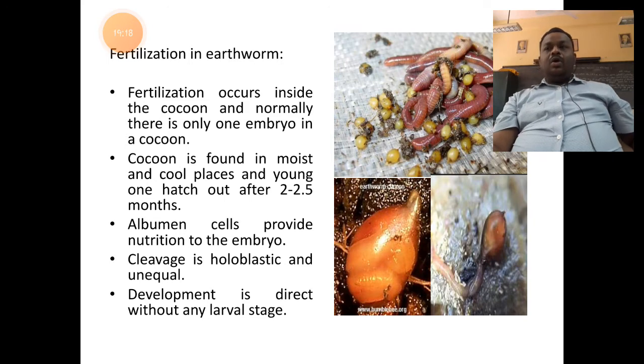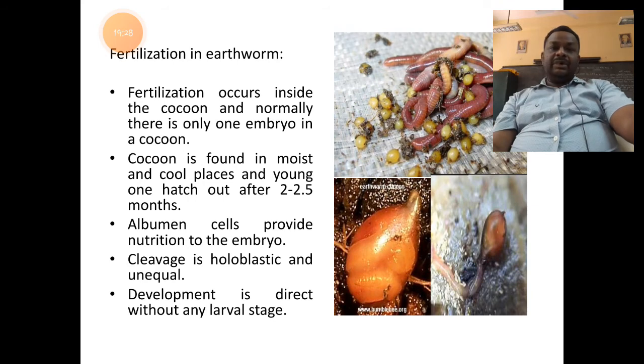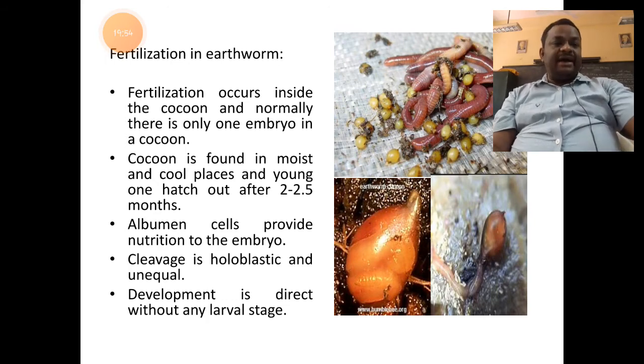So, only one zygote gets formed per cocoon structure. Zygote is the fertilized egg, which after 2.5 months of time grows into a complete tiny earthworm. During the zygote development into embryo, cleavage takes place, which is holoblastic and unequal, and there is no larval stage in the development of earthworm, hence we call it as direct development.